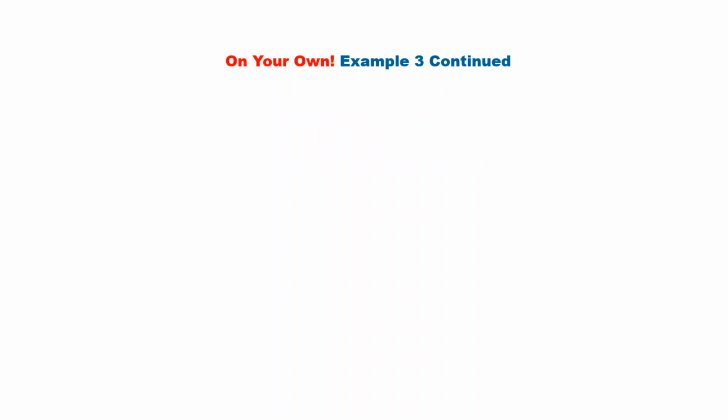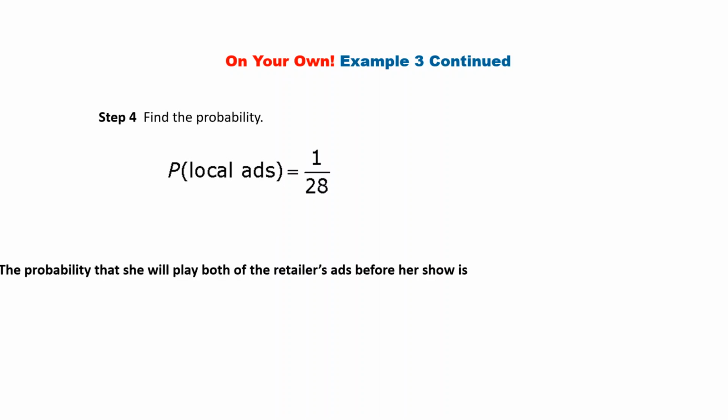All right, so step 4, we're going to find the probability now. There's only one way that could happen out of 28 possible outcomes, only one favorable, so we have 1 over 28. So that tells us that the probability that she will play both of the retail ads before her show is 1 over 28, or 1 out of 28.